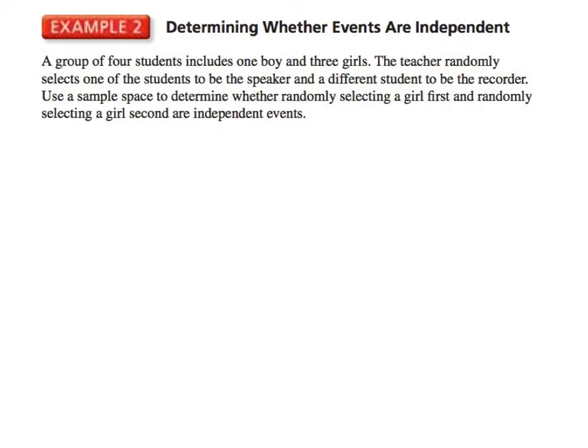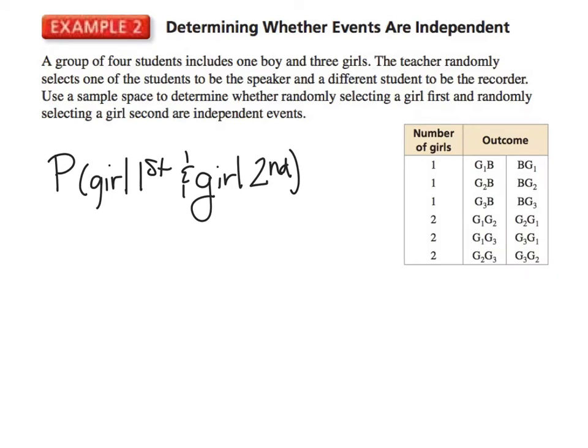I'm not concerned with you just looking at a problem and telling me it's dependent or independent. What I'm concerned with is that you're able to prove it mathematically. So here we go. So here are all of our outcomes. We could have girl 1 picked and then a boy, girl 2 and a boy, girl 3 and a boy, girl 1 then girl 2, and so on. So you can see all the different combinations of those 4 students.